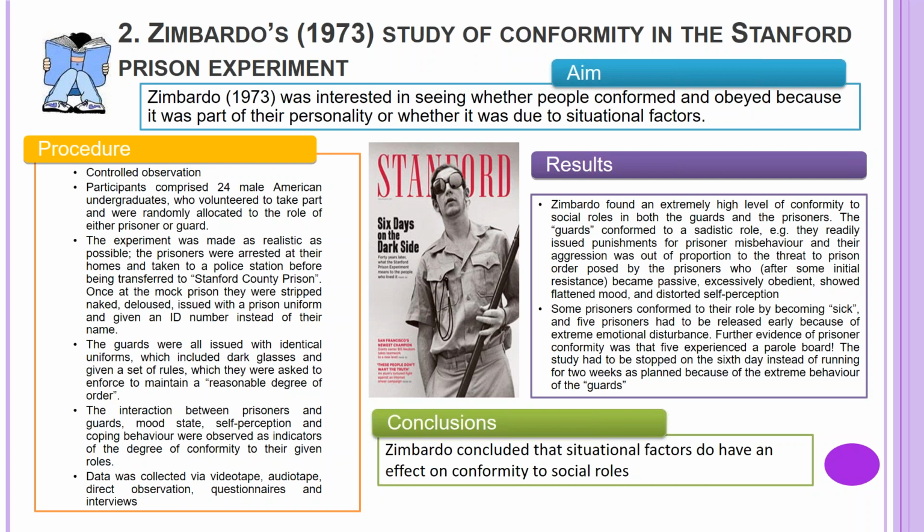Some prisoners conformed to the role by becoming sick, and 5 prisoners had to be released early because of extreme emotional disturbance. Further evidence of prisoner conformity was that 5 experienced a parole board. The study had to be stopped on the 6th day instead of running for 2 weeks as planned because of the extreme behaviour of the guards. Conclusions. Zimbardo concluded that situational factors do have an effect on conformity to social roles.